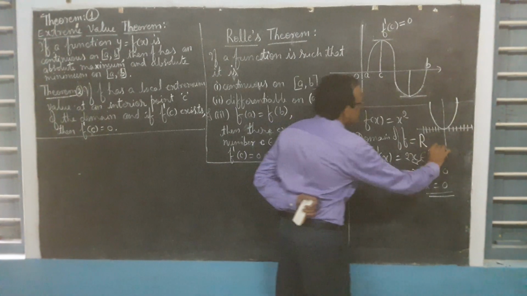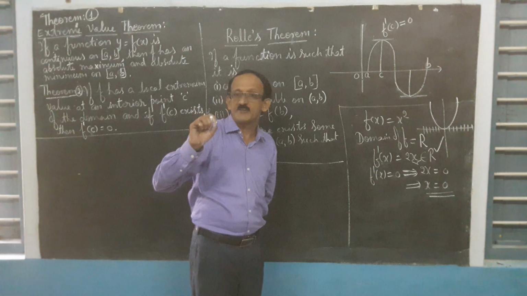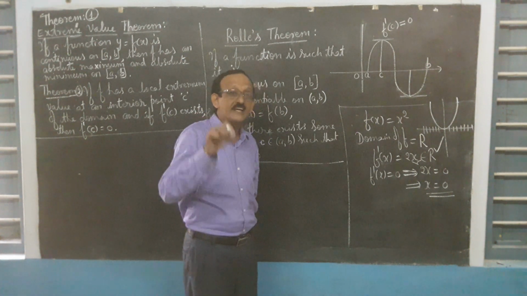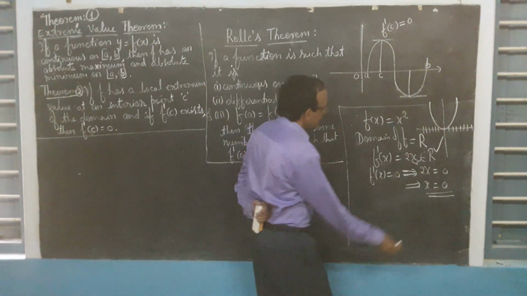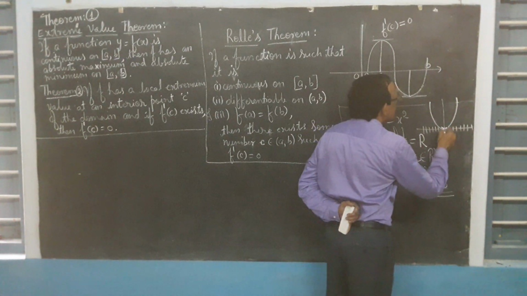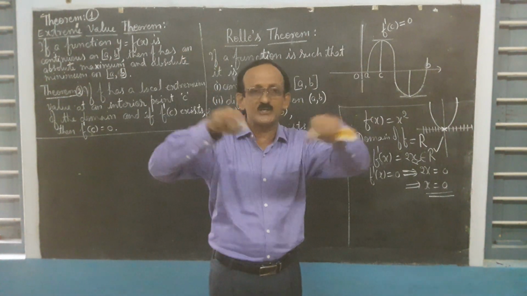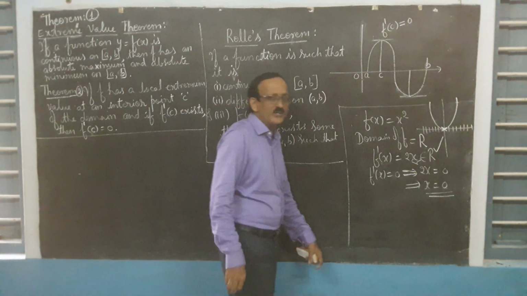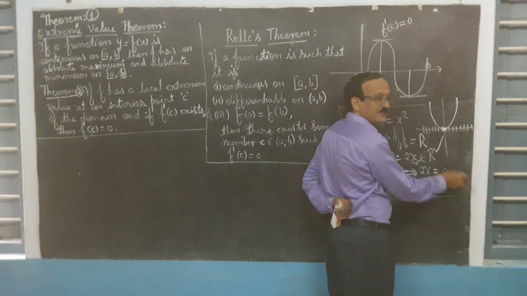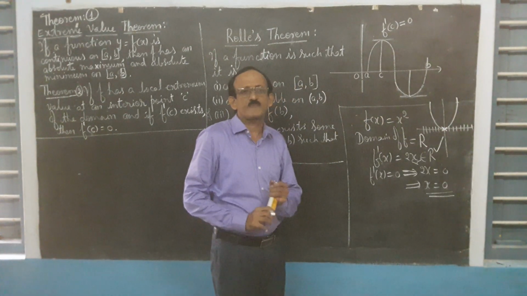So the derivative exists. Then what is the critical point? When the derivative exists, the critical point is a point at which the derivative is 0. The derivative is 0 at x equals 0. So x equals 0 is a critical point. At the critical point you can find a local maximum or local minimum. Here, at the critical point, you have a local minimum value.